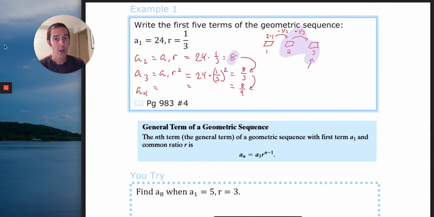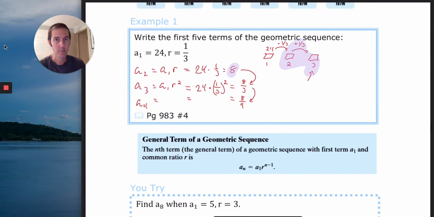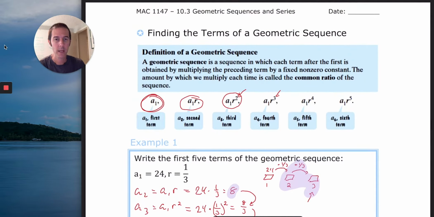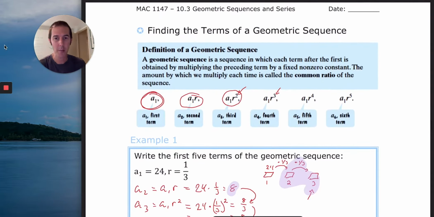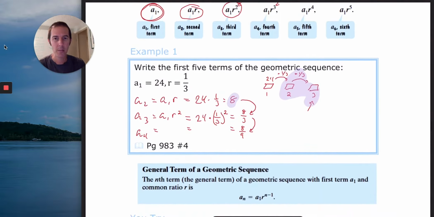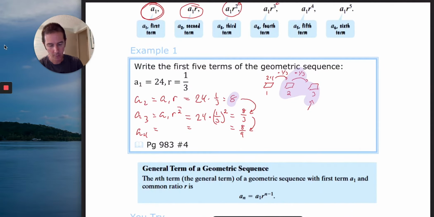If you're going a long way, like out to the 40th step or something like that, being mindful that we can use this kind of format is going to get us there a lot faster. And in fact, here it is.